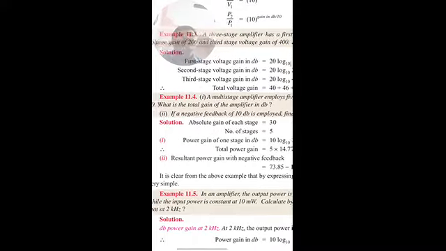And if a negative feedback of 10 dB is employed, find the resultant gain. So with negative feedback, power gain with negative feedback, 73.85 minus 10, 63.85 dB.